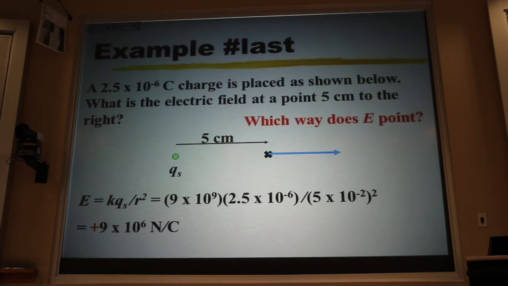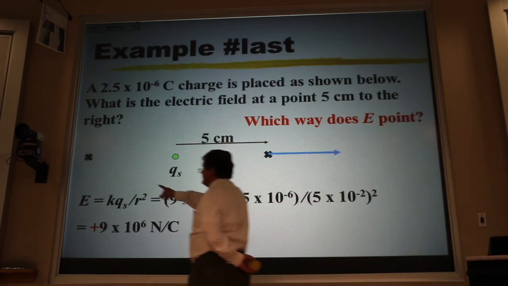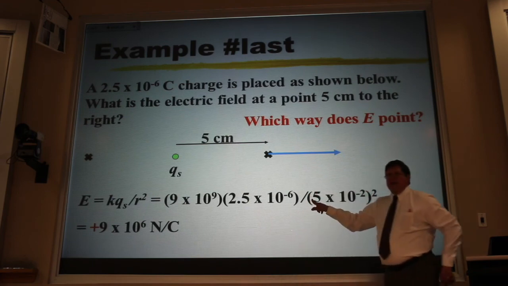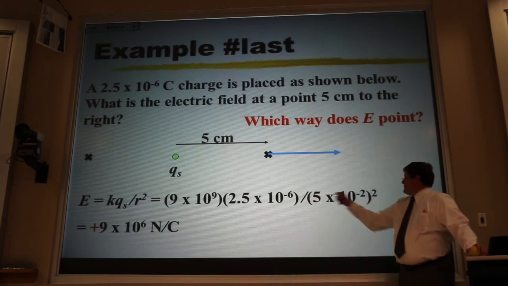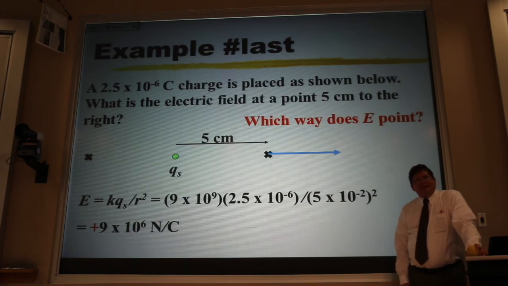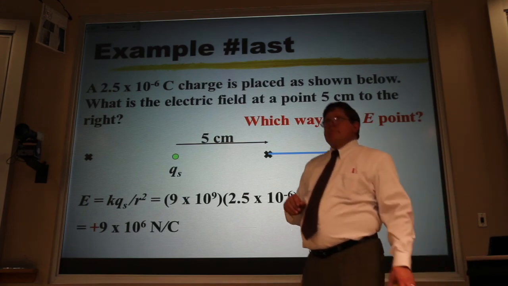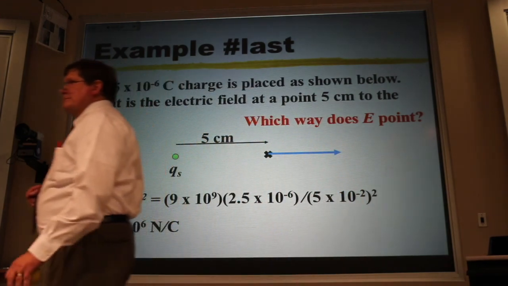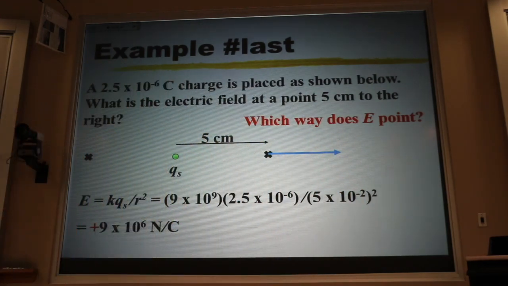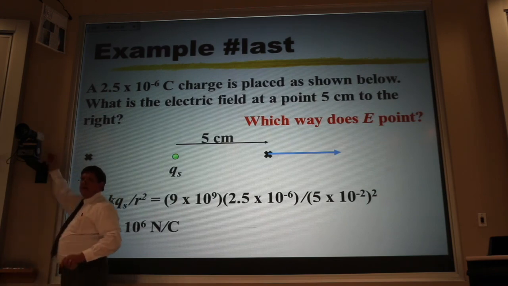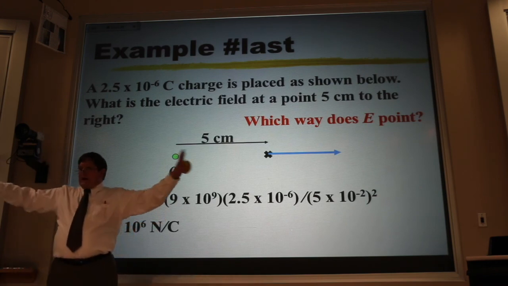However, if I had put the X over here, I might have put a minus 5 centimeters in here, but it's getting squared. I would still end up with a plus 9 million newtons for each Coulomb. So I ask again, what does the plus mean? Away. Because over here, the electric field is going to be to the left. The plus sign just means away.